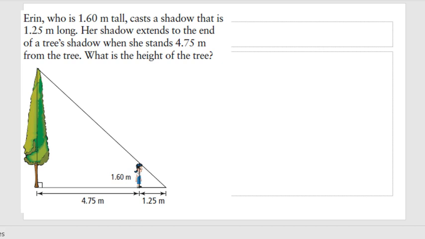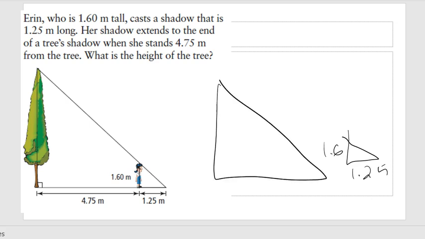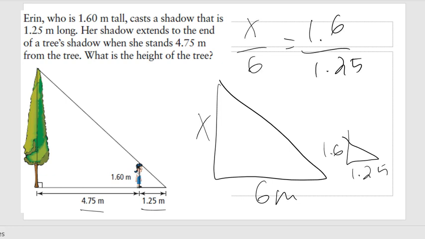Okay, so guys, this looks exactly like the problem that's in our side splitter. So what we're going to do is write 2 small triangles. You got 1.6 and 1.25. Here's our big one, where the tree would be right here. So we got x, because we don't know it. Then we would simply take 4.75 plus 1.25, and we would get 6. Then you can do x over 6 equals 1.6 over 1.25. That's one way to do it. You can do x over 1.6 equals 6 over 1.25. Either way is going to give us the right answer.